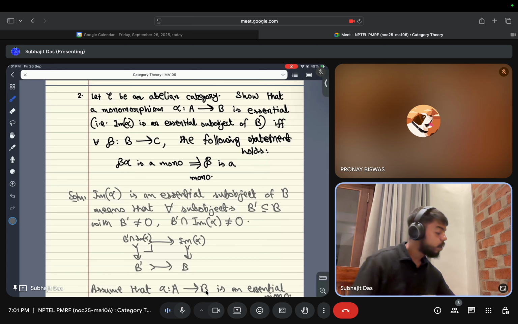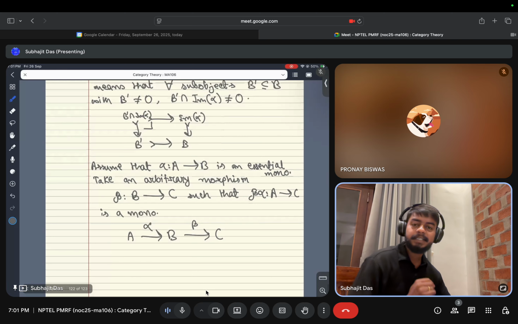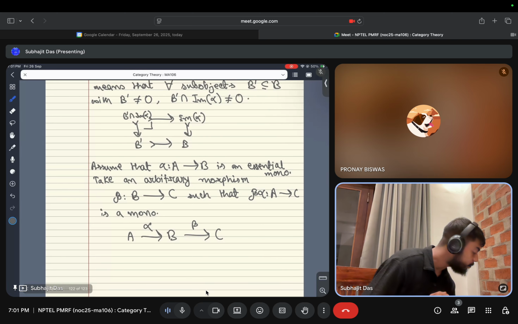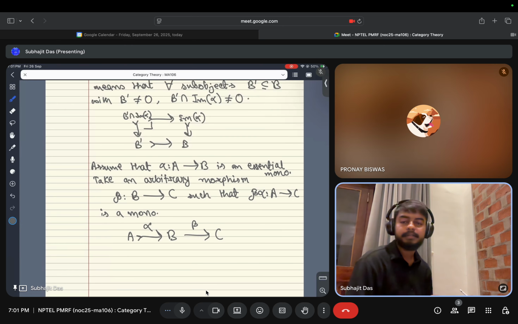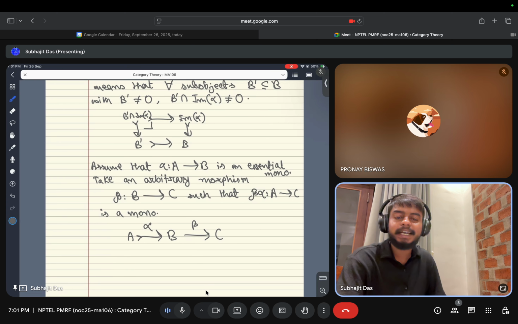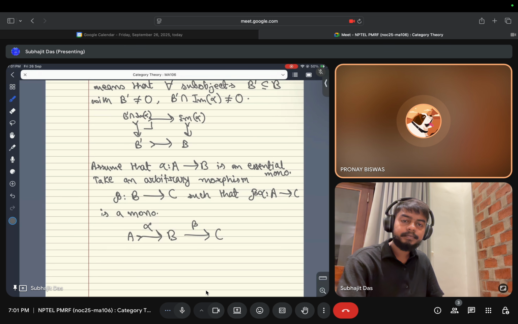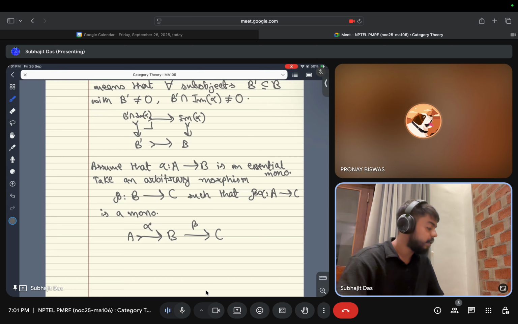Alpha is a mono. We have assumed that this monomorphism is an essential monomorphism. So I can put a barbed tail here. And I have assumed beta composed alpha is a mono. I want to show that beta is a mono. How do we show this? Any ideas? Okay, we should take the kernel of beta and try to show that the kernel of beta is 0.